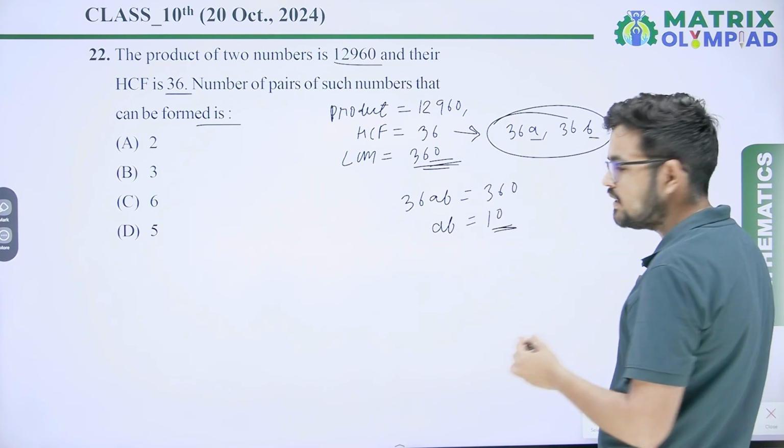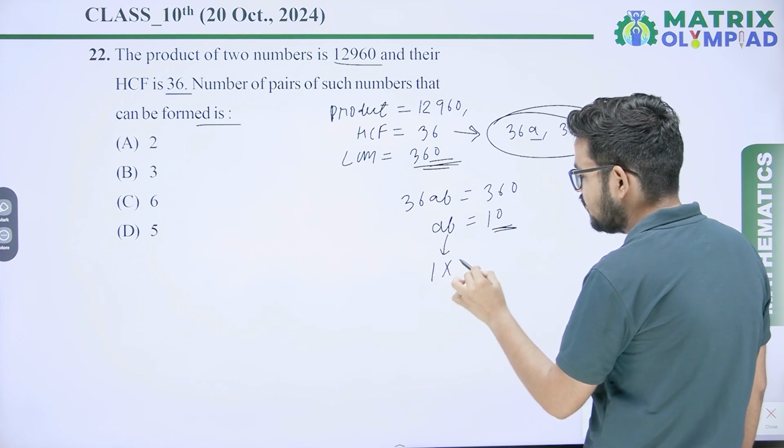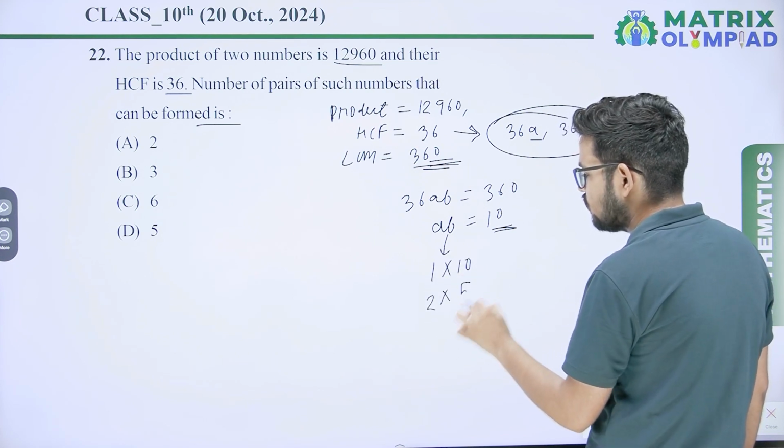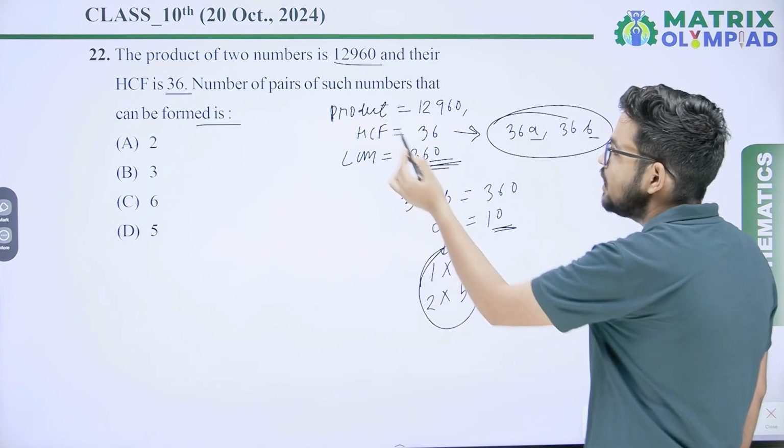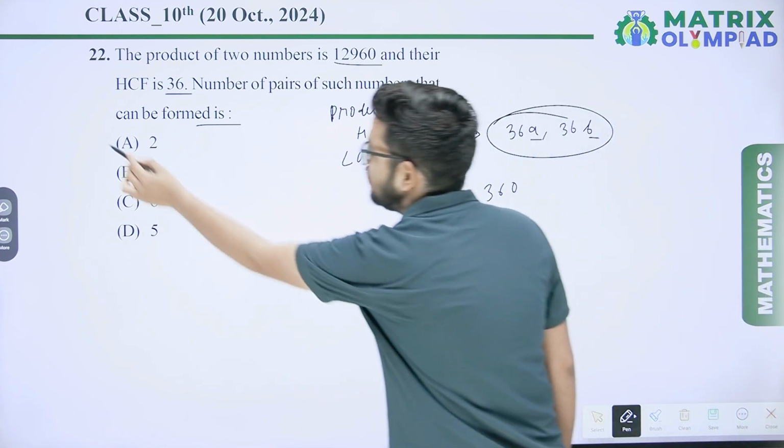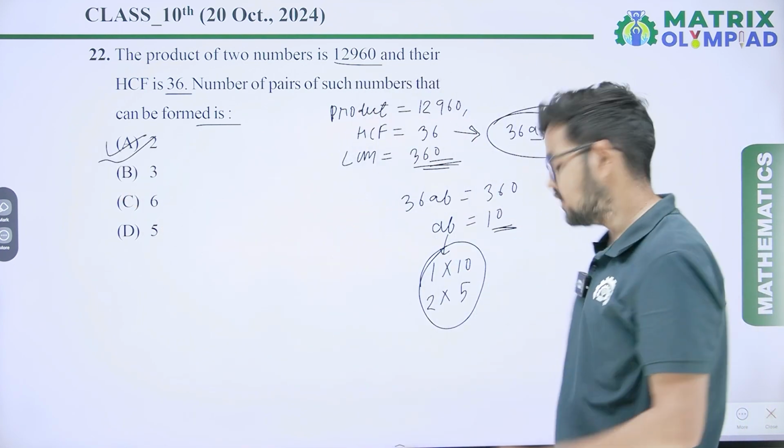So how many possibilities are there? A into B equal to 10, 1 into 10 or 2 into 5. So how many possibilities are there? Such number of pairs, that will be 2. So our correct answer is 2.